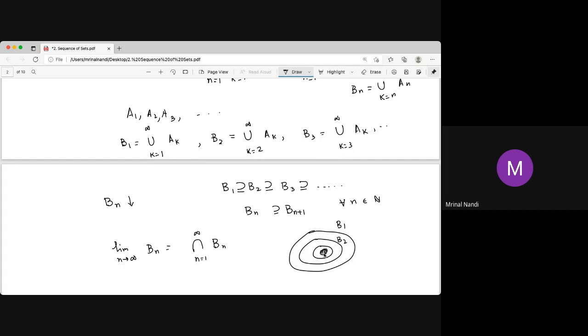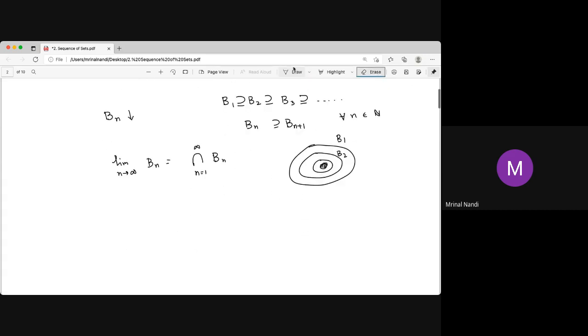That means every element in the limit, in the intersection, belongs to every set B1, B2, every Bi. But that does not mean it belongs to every Ai, because the Ai may not be decreasing. Ai may be anything. So this may be A1, and this maybe A2, this may be A3, A4, A5, and so on and so forth.